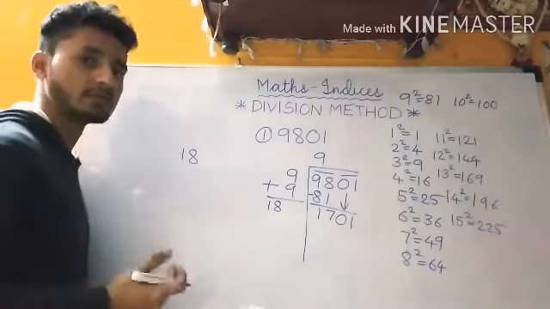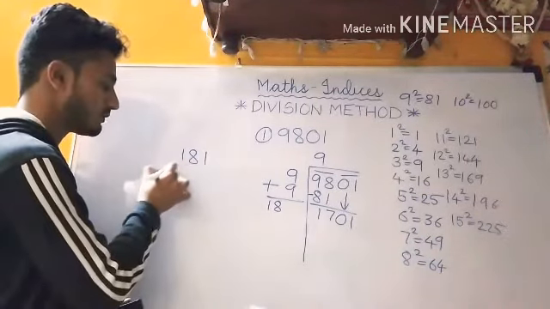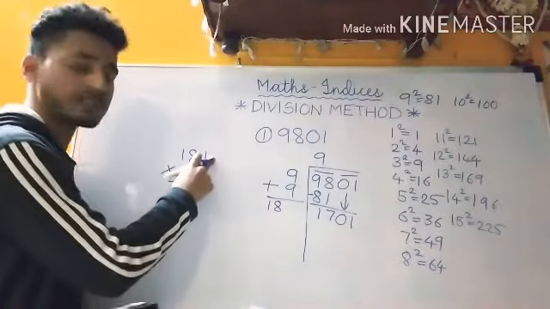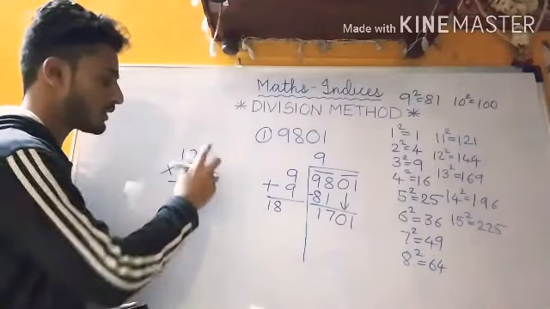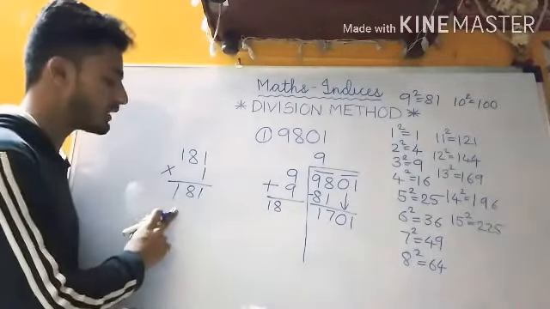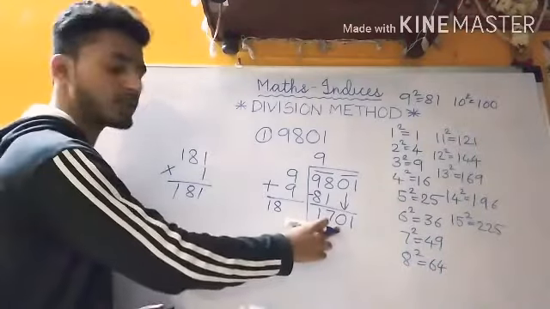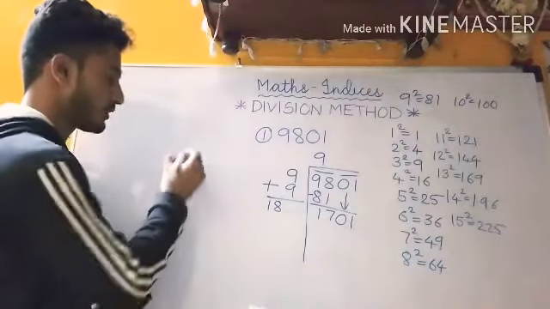Any number multiplied by 0 is 0, so I'll start with 1. So 1 multiplied by 1. Since I'm taking 1 here, I'm going to multiply with the same number. 1 1 is 1, 8 1 is 8, 1 1 is 1. So 181. Is this number equal to 1701? No.